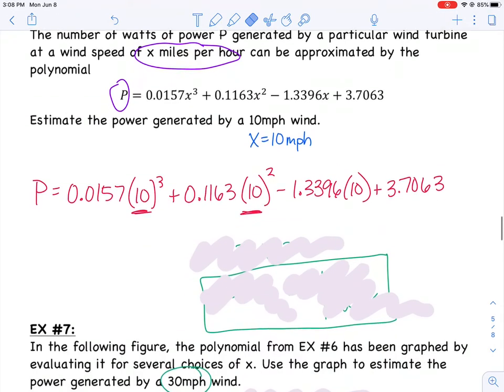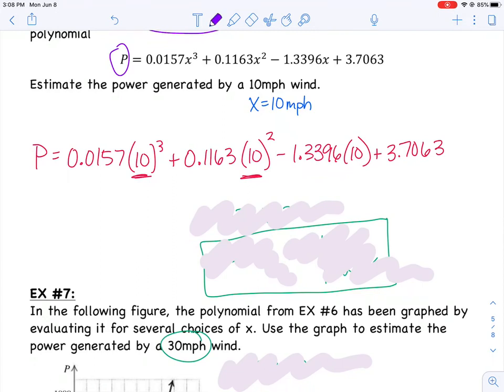And then I'm just going to make sure that I use the correct order of operations. Remember, we have to do exponents first before we multiply. So in my calculator, I'm going to do 10 cubed times 0.0157 plus my 10 squared times 0.1163. Now be careful. Some of your calculators can do it all at once. Some of your calculators, you might have to do it piece by piece and then add or subtract them together. Just be careful. But what I suggest you do is pause the video, take out your calculator now, put this in your calculator, and make sure you get the same answer as I do before you continue.